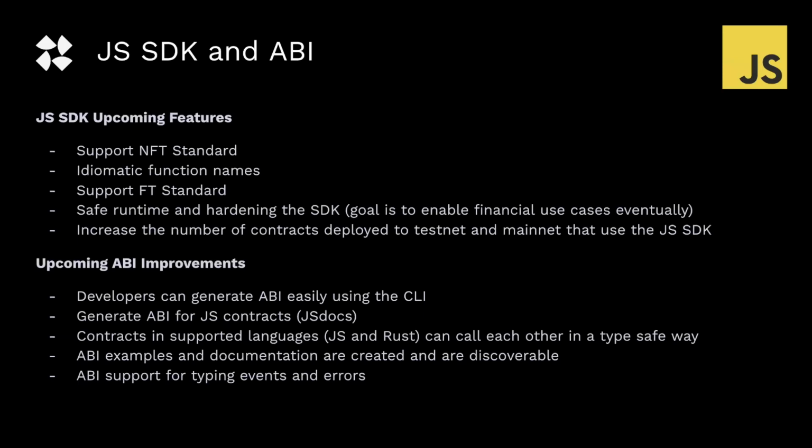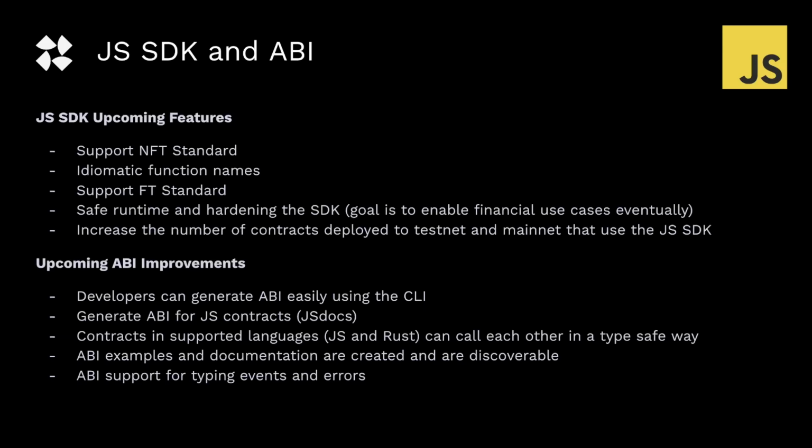The plan for us is to also release the ABI for JavaScript contracts using JSDoc. And that's one potential way of doing this. And we're looking to do that by Q4 so that all contracts on Near can have an ABI. So this makes it very clear for contracts to interact with each other if there is an interface that's already defined. So the goal is that contracts in our supported languages, JavaScript and Rust, can call each other in a type-safe way.